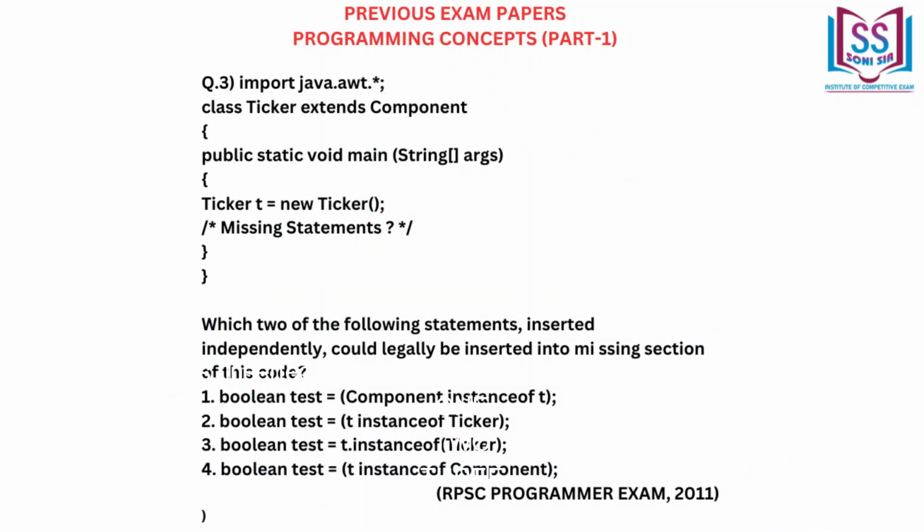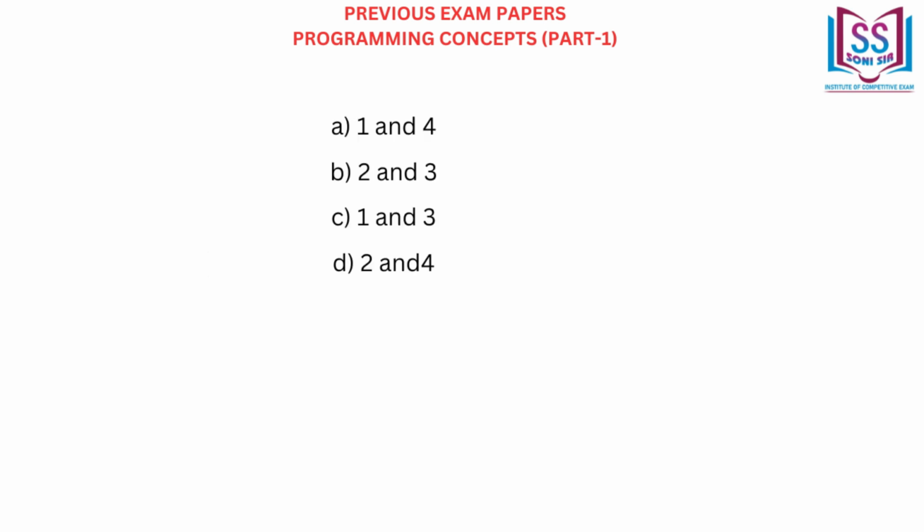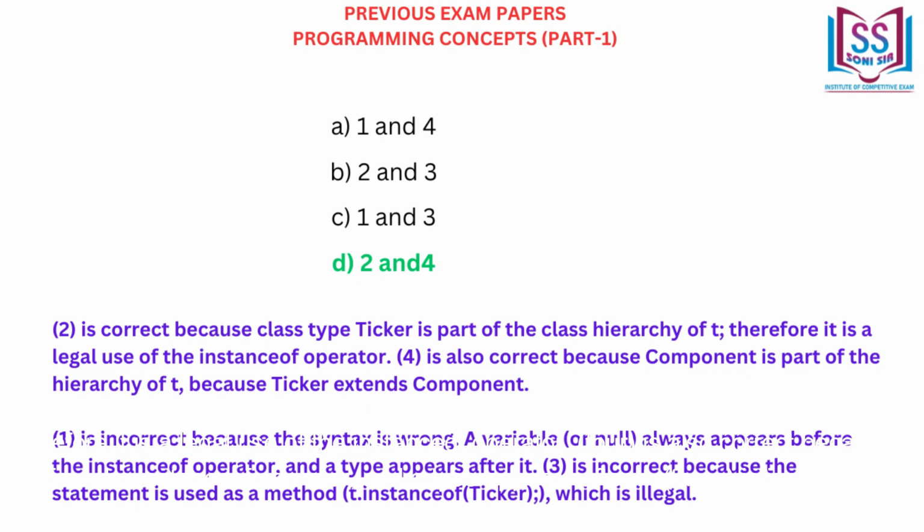Which two of the following statements, inserted independently, could legally be inserted into a missing section of this code? 1, 2, 3, 4. A. 1 and 4. B. 2 and 3. C. 1 and 3. D. 2 and 4. Correct answer: D. 2 and 4.